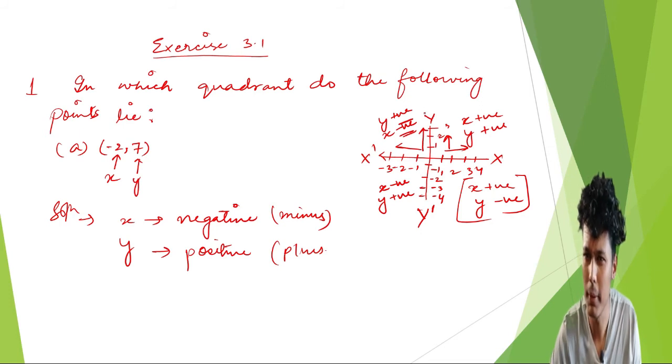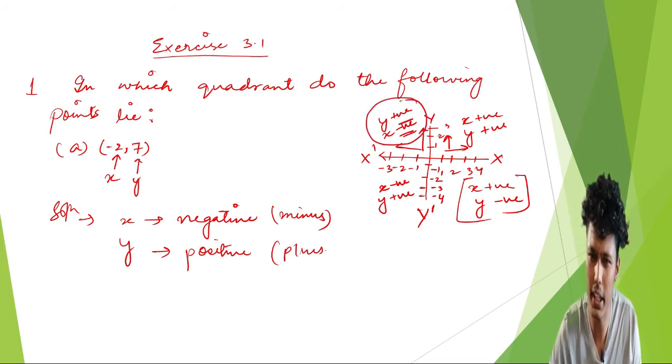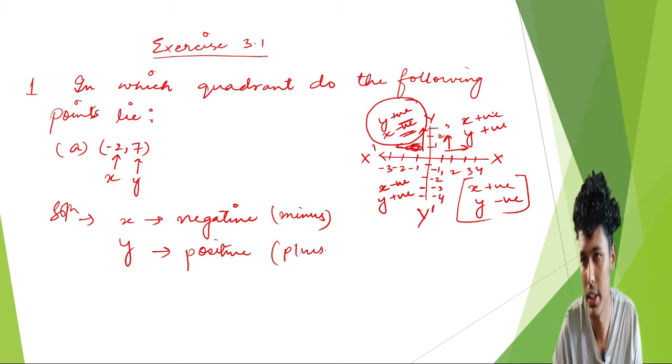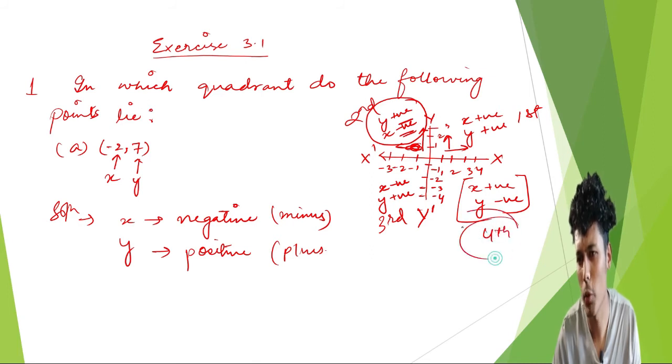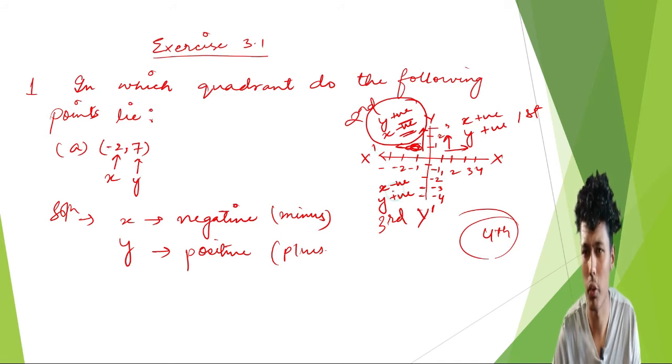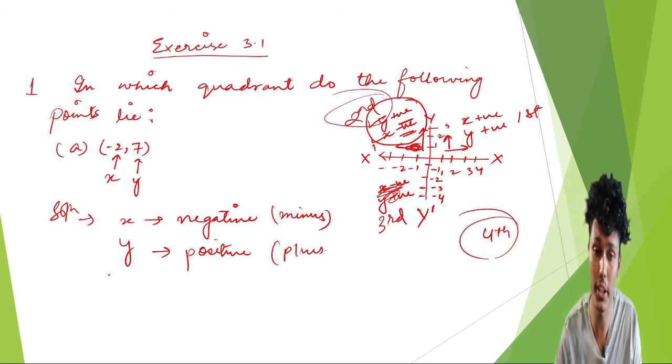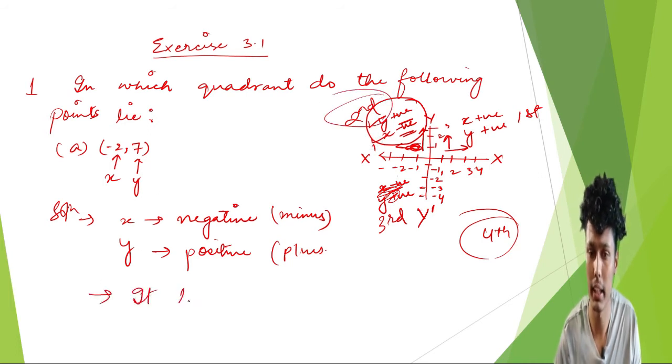Now, if you look carefully, here y is positive and x is negative. So if you plot this point in the graph, it will be in the second quadrant. This is the first quadrant, second quadrant, third quadrant, and fourth quadrant. Here y is positive and x is negative, which is the second quadrant. So our answer is: it lies in the second quadrant.